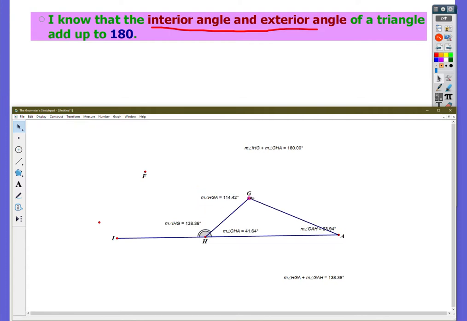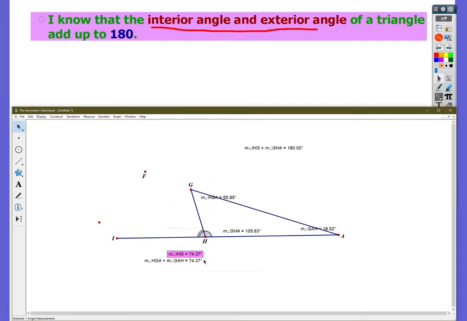I'm going to tweak it as these two measurements went bigger. They added up and identically matched this angle here. So we could also say the measure of the two other interior angles is always going to equal the exterior. And I could tweak this no matter what I want to do. These two numbers are always going to be the same. It's just a property of those interior and exterior angles.